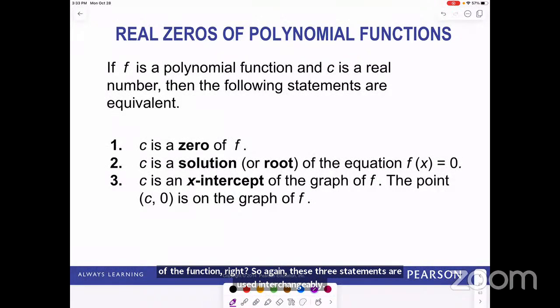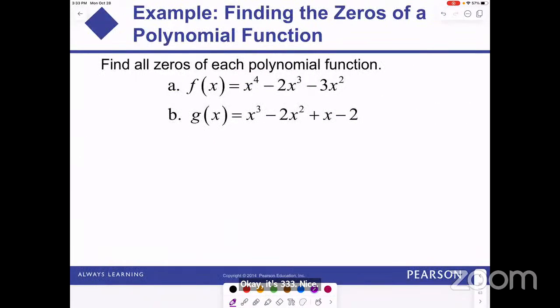Okay. Here we're asked to find all zeros of each polynomial function. Since we have a solid 10 minutes, I'll go ahead and do this one. I think it's the first time I'm doing this one with anybody all day. Okay, so here we need to do factoring, right? So this is where factoring comes into play.